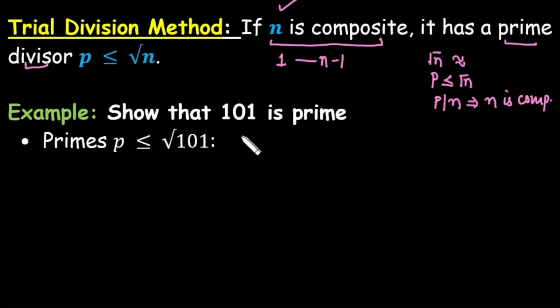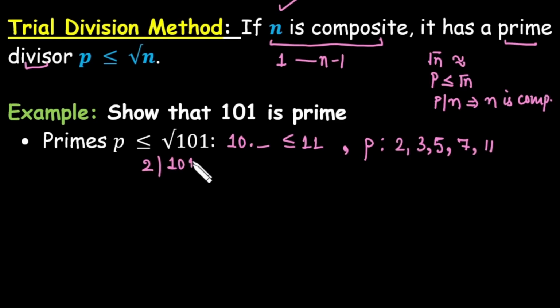The root of 101 is near 10, so I can write this as 10 point something, or I can write that it is always less than or equal to 11. Now, what are the prime numbers less than or equal to 11? The prime numbers are 2, 3, 5, 7. Do not say 9, because 9 is not prime. After that, 11.